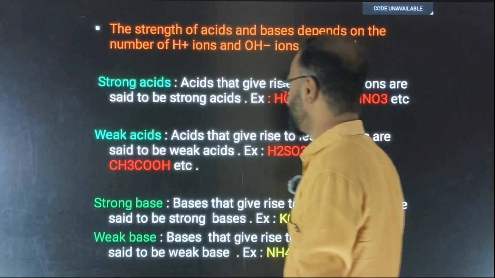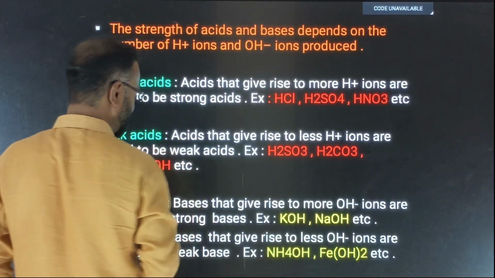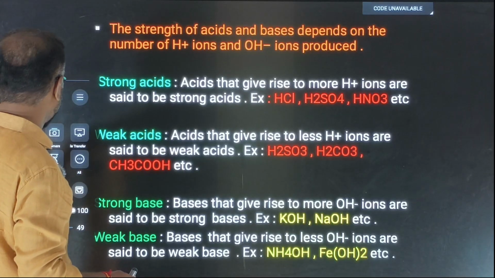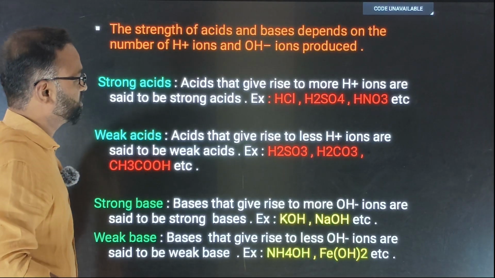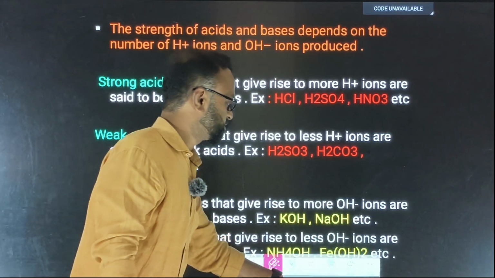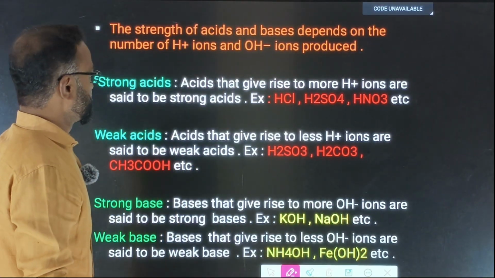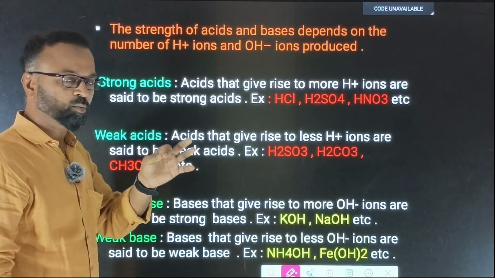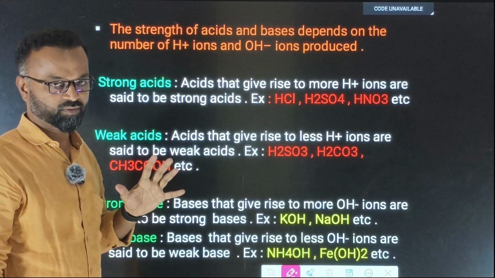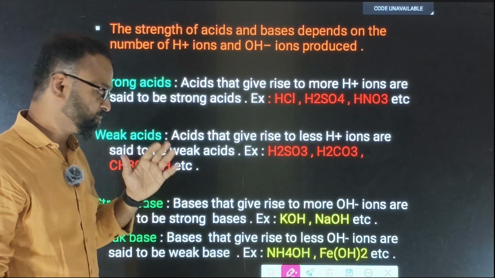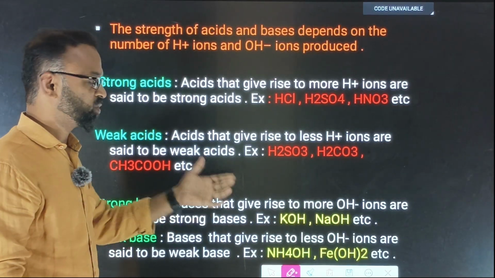Fine. The strong acids and weak acids, strong base and weak base. Very, very simple. Okay. Just now I told you, hope you remember, just 5 minutes back. It was slang of Malayalis. See here, strong acids mean what? They give rise to more number of H plus ions. Strong base means what? They produce more number of OH minus ions.